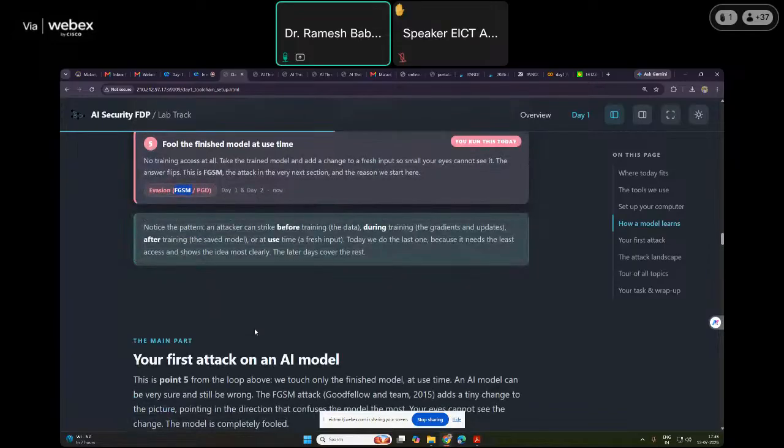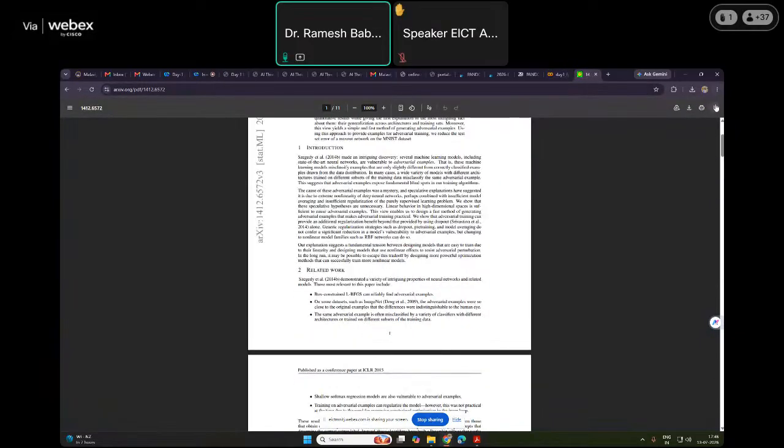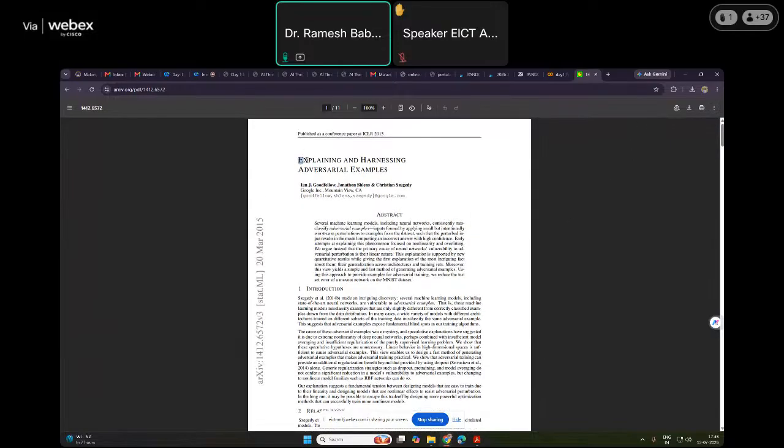So now let us move to this attack implementation. Before moving to any details of the attack, let me show you the exact paper. This paper was introduced in ICLR basically. The name of the paper is Explaining and Harnessing Adversarial Examples. It was published in ICLR 2015.